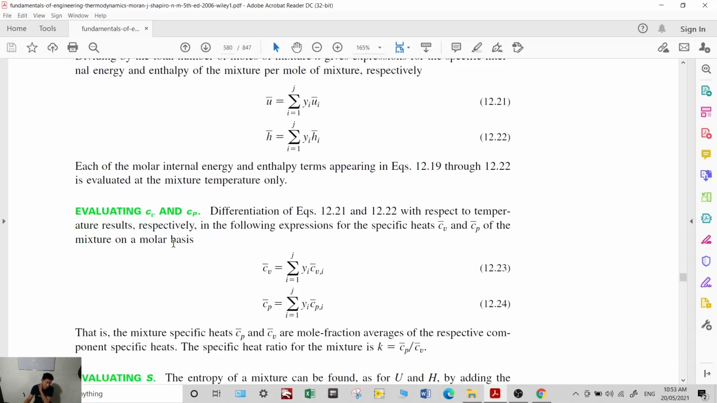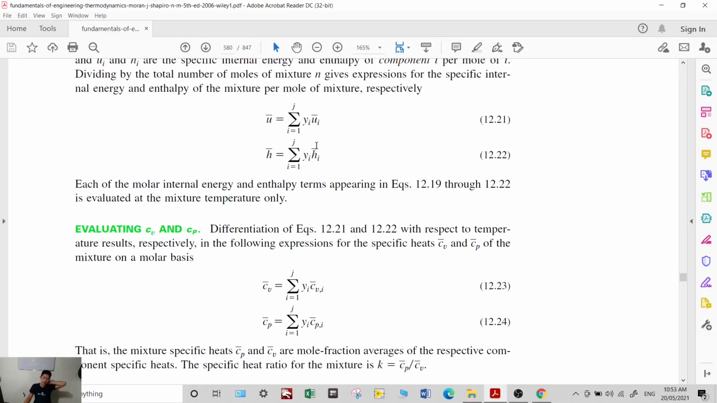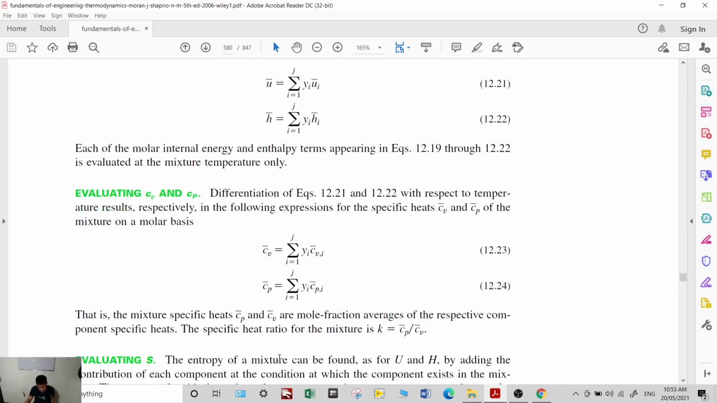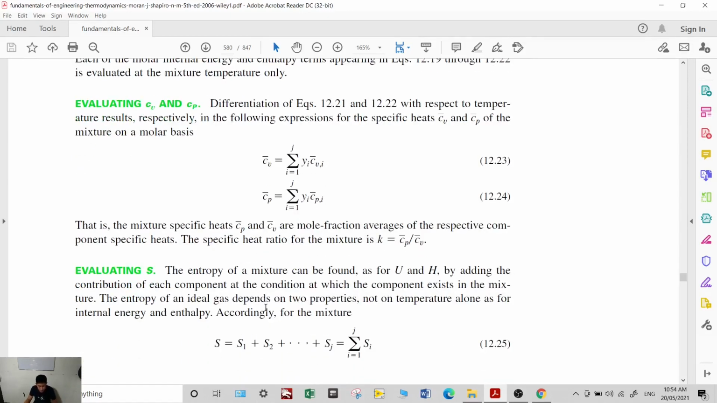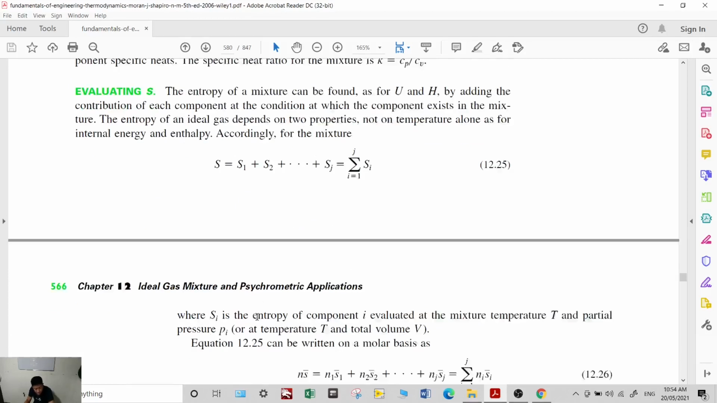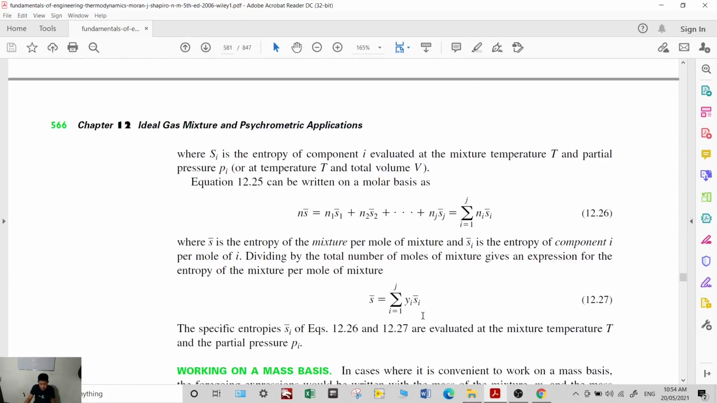For the specific heats, cv and cp, again, they are almost the same. You multiply the mole fraction by the individual specific heat. The specific heat ratio is just cp over cv. Okay, how do we evaluate entropy? For entropy, again, the same: you add the entropy of every component, and it results in this equation.